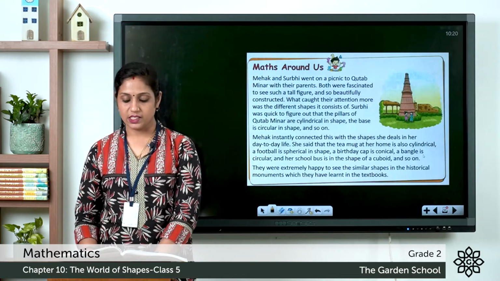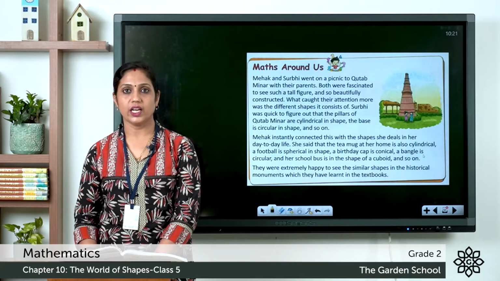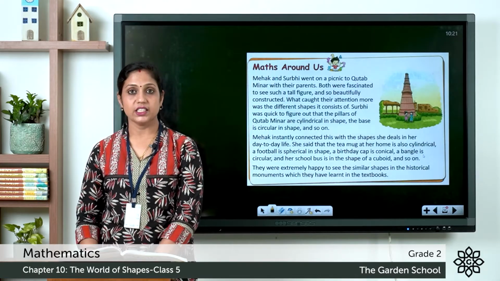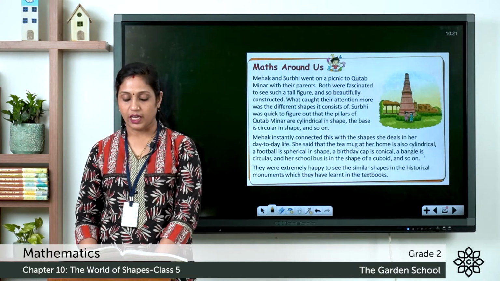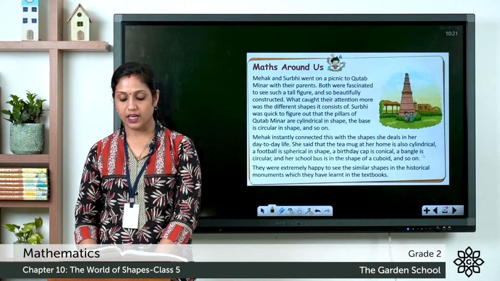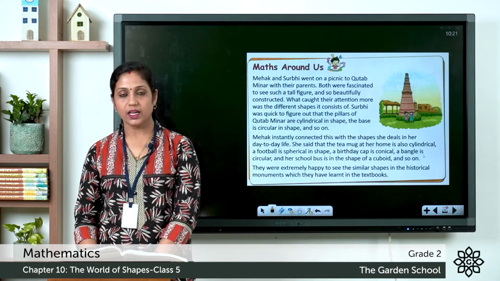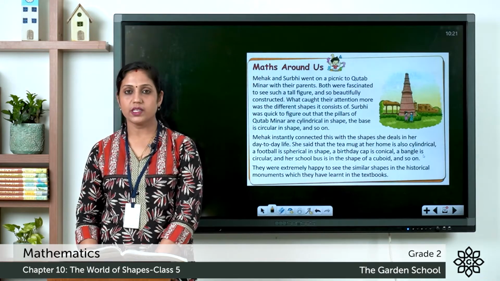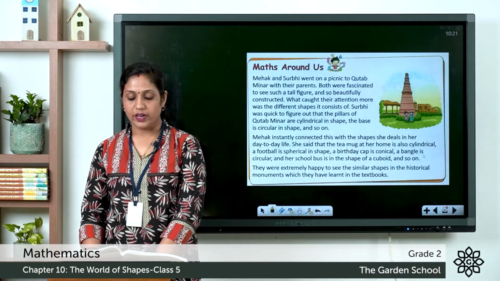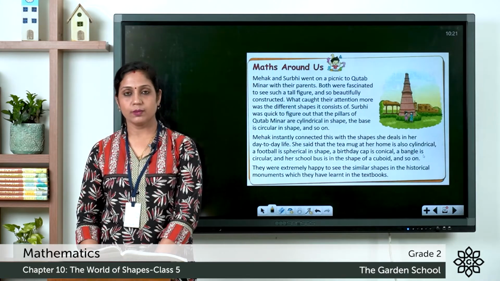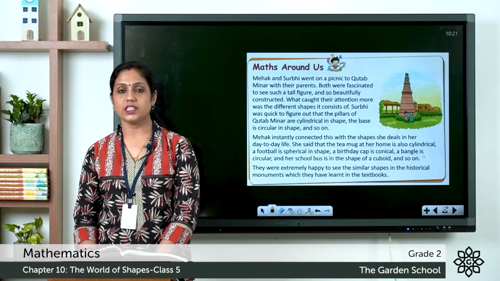Mehak instantly connected this with the shapes she deals in her day-to-day life. She said that the tea mug at her home is also cylindrical. A football is spherical in shape. A birthday cap is conical. A bangle is circular. And her school bus is in the shape of a cuboid, and so on. They were extremely happy to see the similar shapes in the historical monuments which they have learnt in their textbooks.